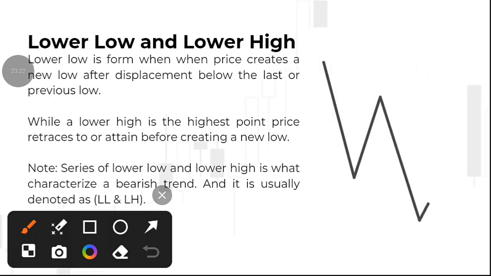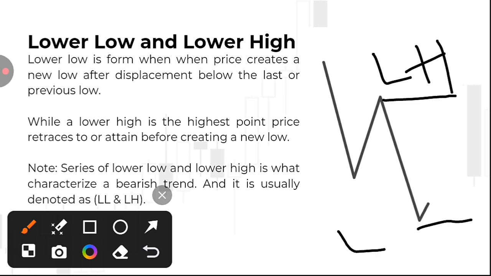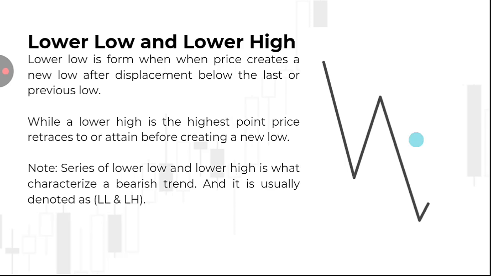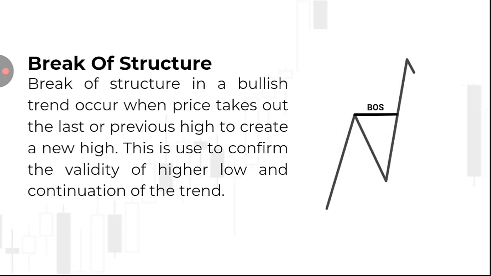So right here is a lower high, and right here is a lower low. A series of these two is what characterizes a bearish trend. That means price is selling. Price is in a downtrending market. All right, so that is that about that term.